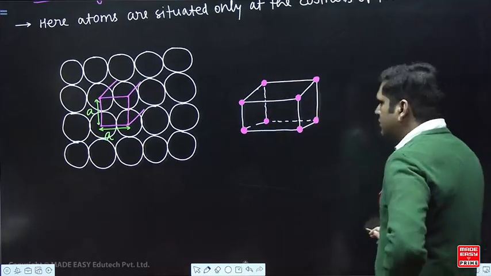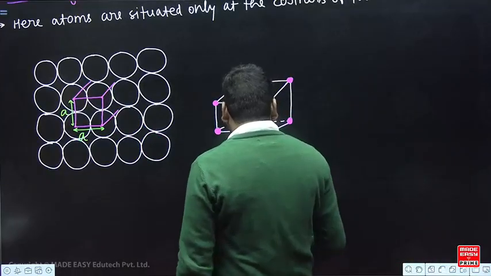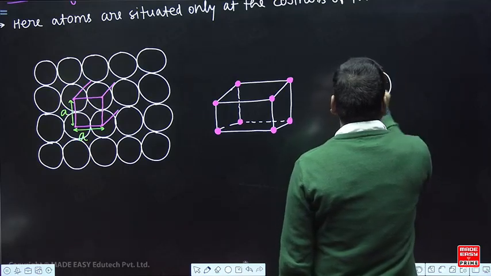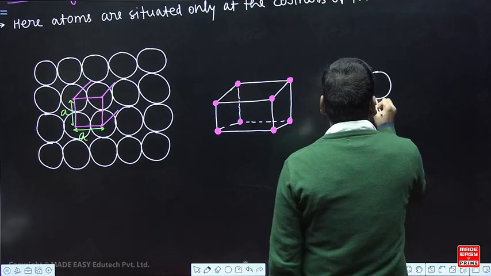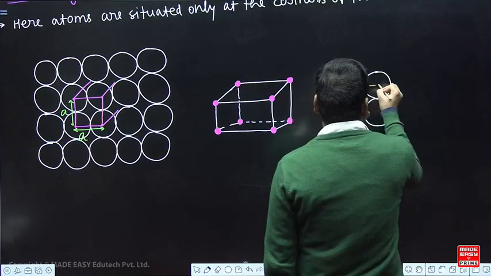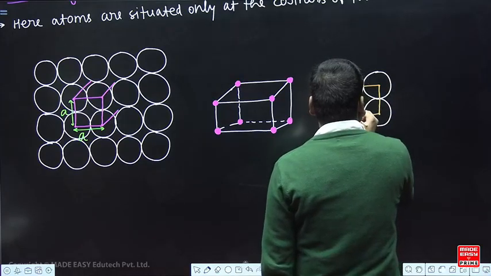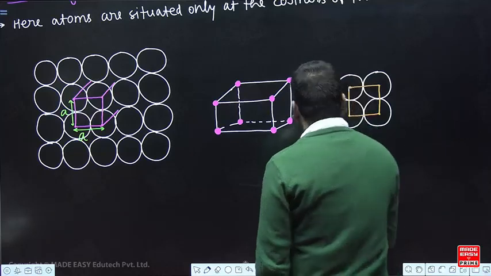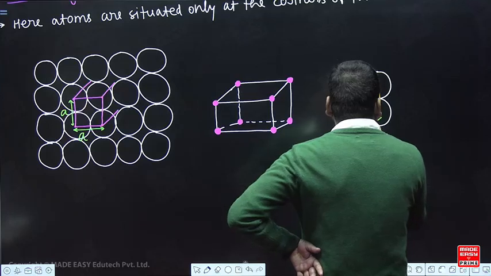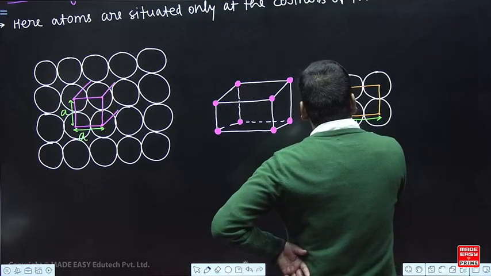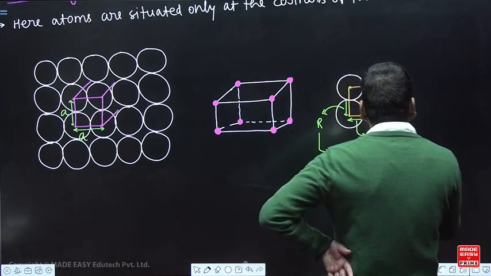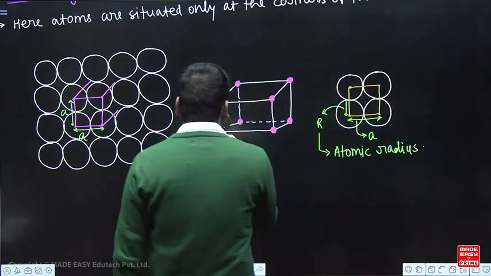You can make the front view like this. You make these 4 atoms as front view: this atom, this atom, this atom, and this atom. Connect these centers like this. Now, you see, this distance between two centers is A, and this is nothing but R. R is atomic radius and A is lattice parameter, the length of the cube. This is A.